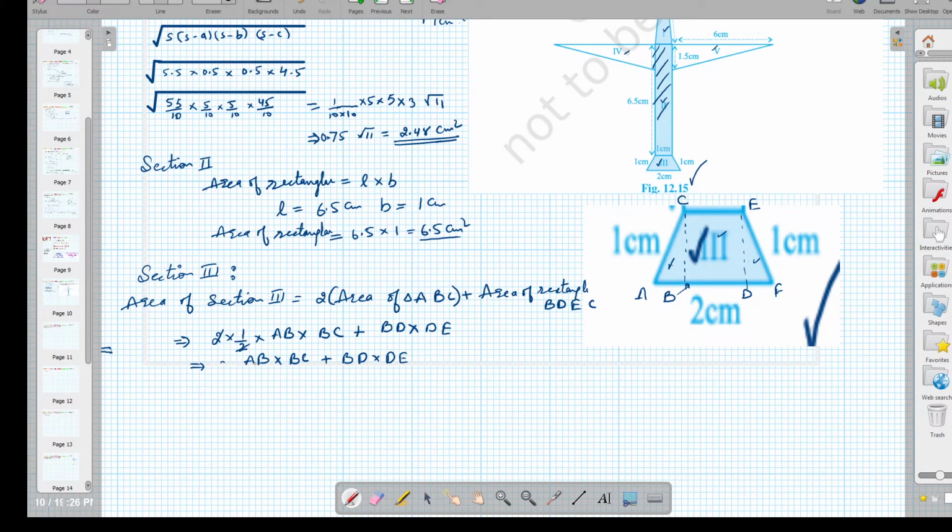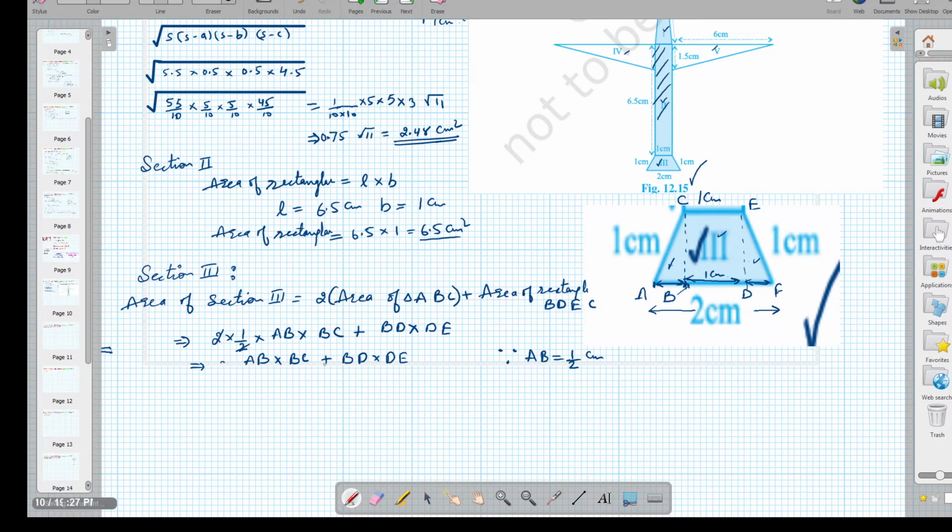So now, do we have the value of AB? For this value of AB, the complete length of this line is 2 centimeter. This is 1 centimeter. So this line, the addition of this and this line will be 1 centimeter because both the triangles are identical. So it will be 0.5. So we can write that AB is equal to 1 by 2 centimeter.